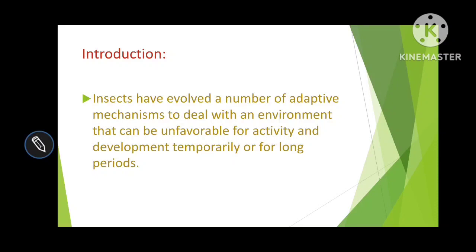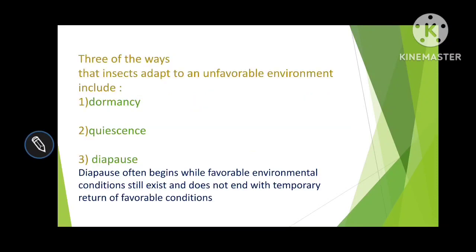Insects have evolved a number of adaptive mechanisms to deal with an environment that can be unfavorable for activity and development temporarily or for long periods. So, diapause is related to unfavorable environmental conditions. Three of the ways that insects adapt to an unfavorable environmental condition include number 1, dormancy, number 2, quiescence, and number 3, diapause. First of all, dormancy.